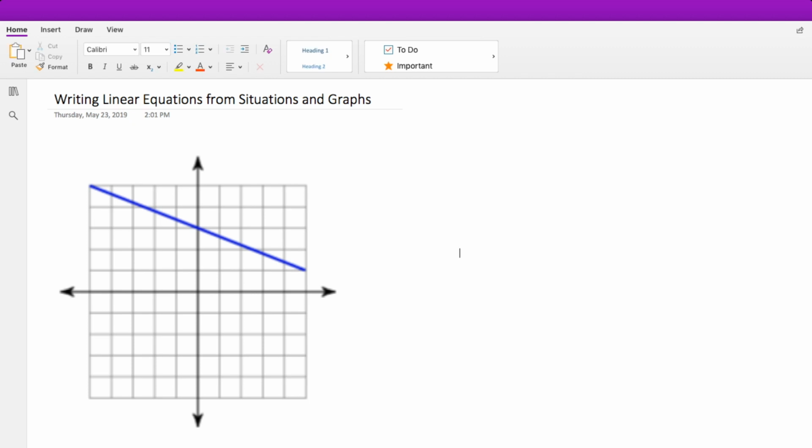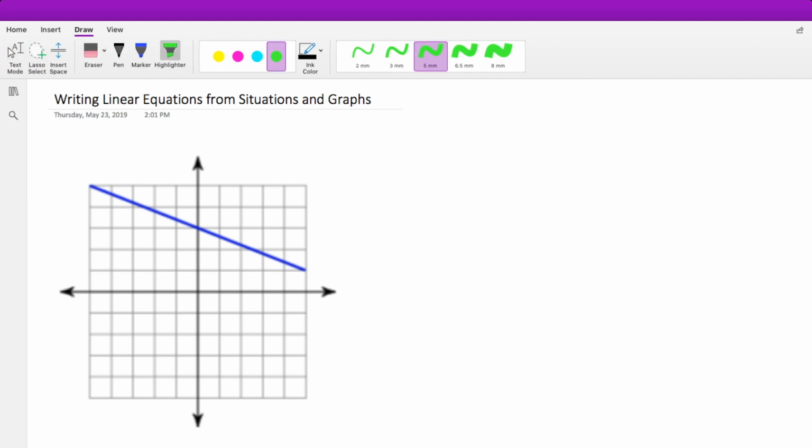All right, let's write linear equations from situations and graphs. So the first problem, we have a graph, okay? Now, how do we write these linear equations? We're going to put them into slope-intercept form. In case you don't remember what slope-intercept form is, it is simply y equals mx plus b.